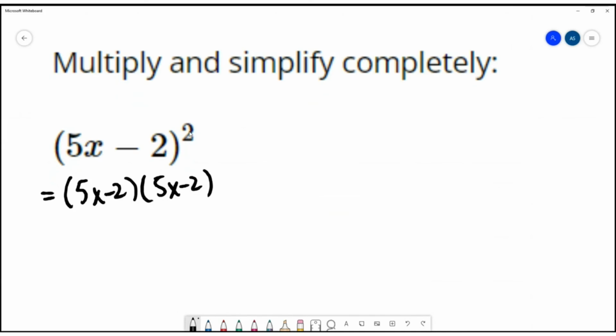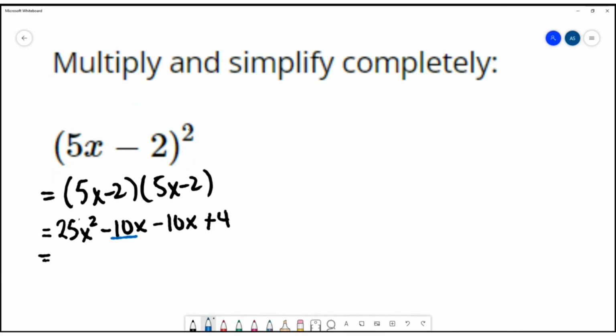That exponent of 2 tells me how many times to multiply this base of 5x minus 2. We multiply 5x minus 2 2 times for that exponent of 2. Then we're going to multiply. 5x times 5x is 25x squared. 5x times negative 2 is a negative 10x. Negative 2 times 5x is a negative 10x. Negative 2 times negative 2 is a plus 4.